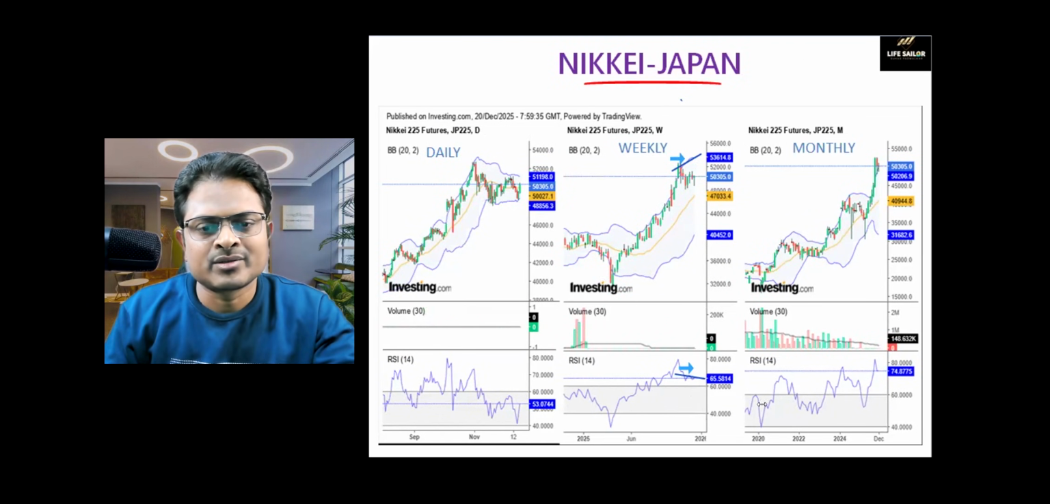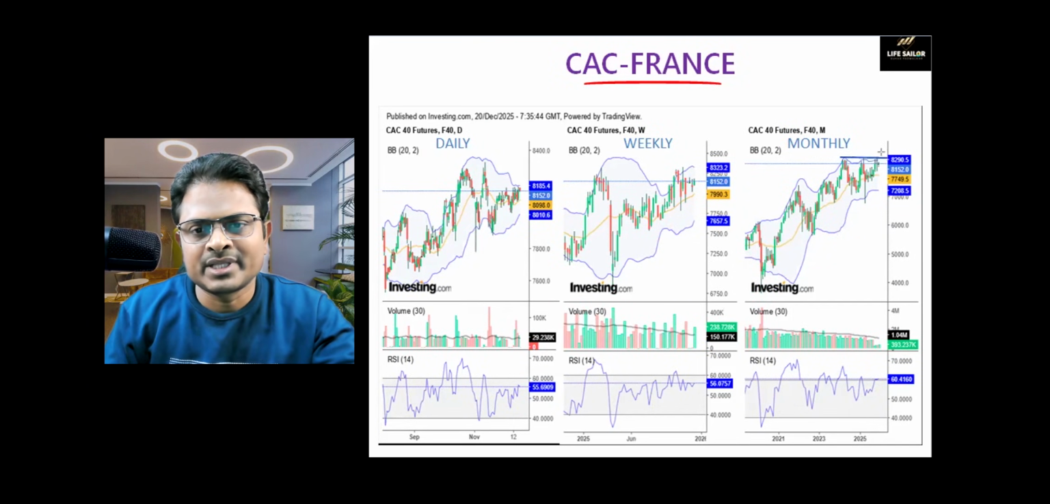Nikkei Japan, here also weekly, monthly RSI above 60. So a kind of consolidation is also going on in daily. If you see here, a lower high, lower low formation is getting formed on daily. So we have to see how and when we are going to get a signal. If this trend line breaks towards the downside, then we can make a bearish view on the Nikkei Japan. So presently it is a sideways market.